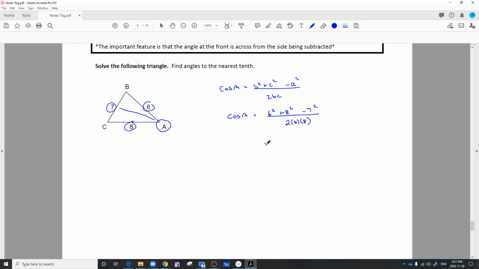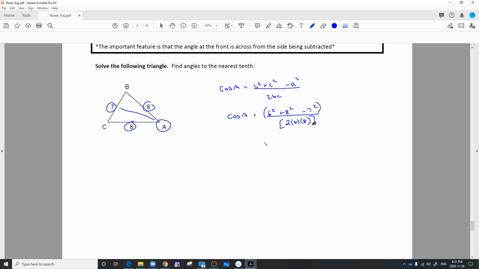And then we just plug it into our calculator. So we plug in 6 squared plus 8 squared minus 7 squared. Now I hit equals. Or you could put your entire numerator in brackets, up to you. But I hit 6 squared plus 8 squared minus 7 squared equals. Now I have to divide by all this.